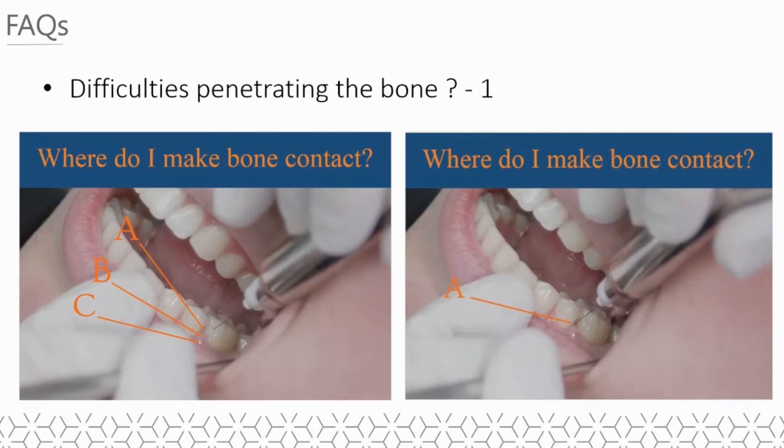It is rather frequent to receive questions regarding the difficulty of penetrating the bone. Difficulties penetrating the bone can be of three reasons. The first is the point where you make bone contact. Indeed, the further you move away from the top of the papilla, the thicker the bone becomes. It is extremely important to make bone contact as indicated by the A marker at the summit of the papilla.